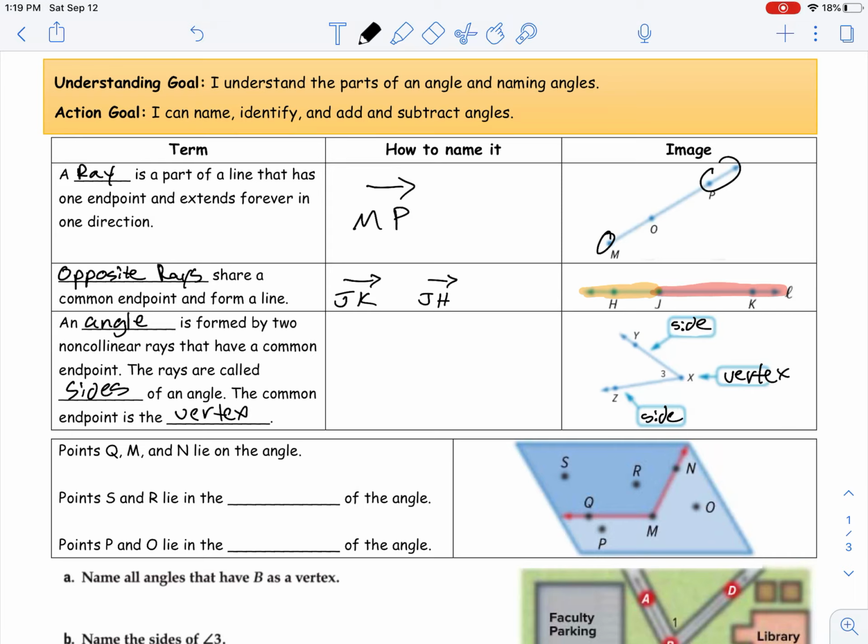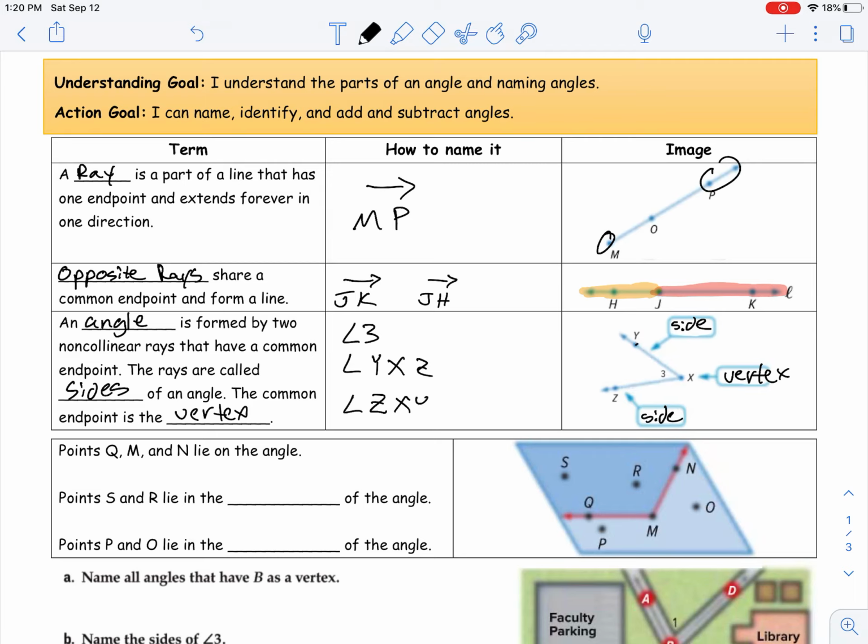If I'm writing an angle, there's three ways I can do it. First of all, I could just call it angle 3, because this 3 right there is denoting that angle. I could also call it angle YXZ. The way that I describe this is like a connect the dots. If I go from Y to X to Z, that's that angle right there. I could also label it angle ZXY, because that still works with connect the dots, ZXY.